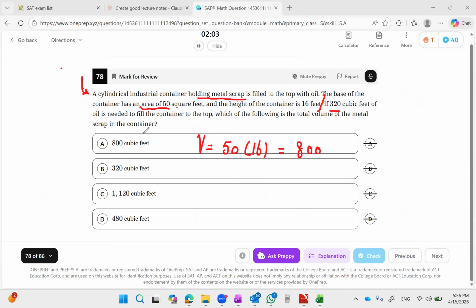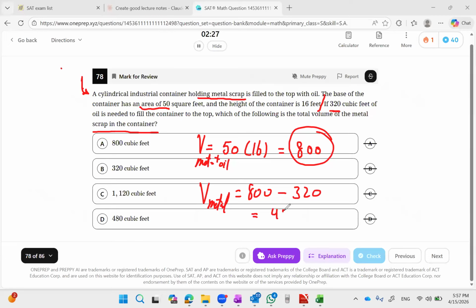So which of the following is the volume of the metal? You subtract it. This one is the volume of the metal and the oil together. So if I wanted to find the volume of the metal only, I will make it 800 minus 320, which is 480. Okay. Just check, just to make sure that we did it right. Yeah, Alhamdulillah.